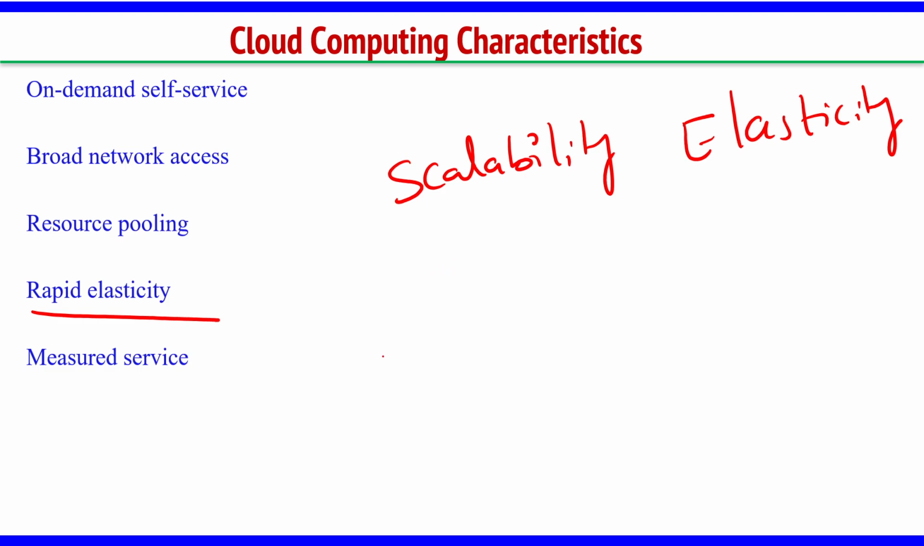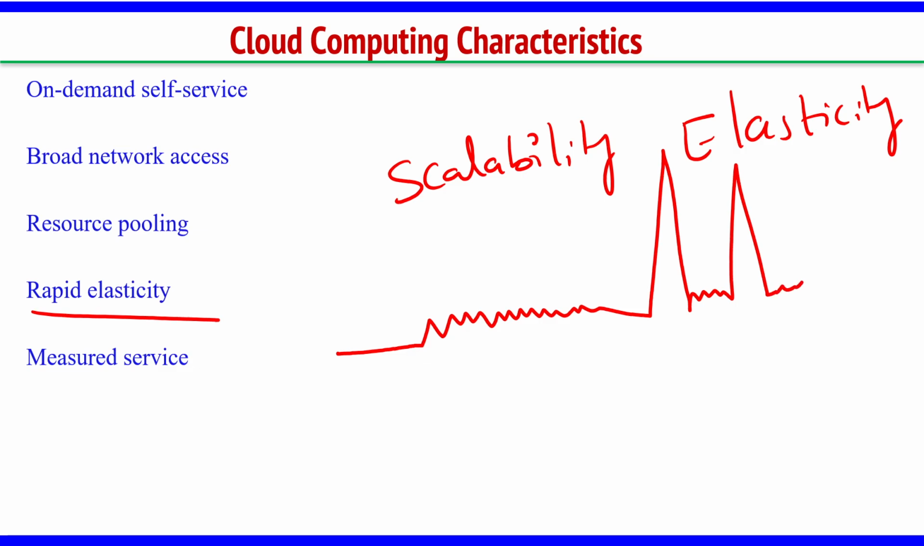Rapid elasticity means when there is a load, let's say the number of requests coming to my application is fluctuating like this, and suddenly there is a spike in the number of requests. Suddenly it is there and it is going down, there are no requests at all, it is stable. So, when there is a sudden spike, automatically and dynamically adjusting the resources is elasticity. The cloud provider, when there is a sudden spike in the number of requests, is automatically and dynamically adjusting the resources. That is possible by the cloud.